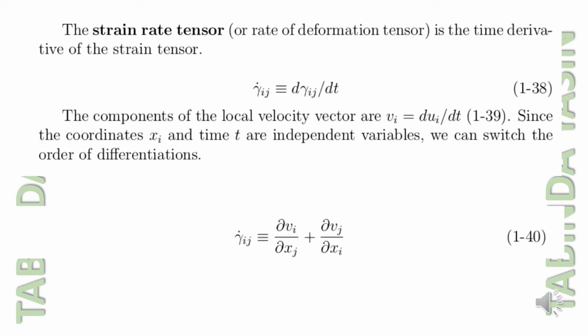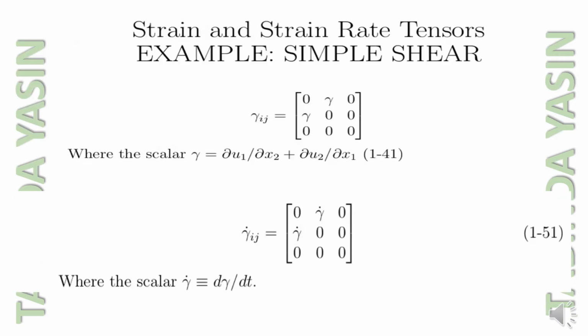The strain rate tensor, or rate of deformation tensor, is the time derivative of the strain tensor. So we can write gamma dot ij equivalent to d gamma ij over dt. That is equation number 38. The components of the local velocity are v_i equal to d u_i over dt. That is equation number 39. Since the coordinates x_i and time are independent variables, we can switch the order of differentiation. Gamma dot ij is equivalent to partial v_i over partial x_j plus partial v_j over partial x_i. That is equation number 40.